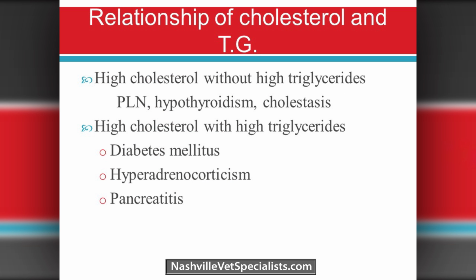There are certain diseases that affect triglycerides and cholesterol differently. So if you see high cholesterol without high triglycerides, I think of PLN, hypothyroidism, and cholestasis. But if you have high triglyceride and high cholesterol, then you're thinking diabetes, Cushing's, and pancreatitis. Not all labs will have the triglyceride, but that's something that can be helpful. The nice thing is it's kind of a moot point because you're still going to be able to diagnose diabetes mellitus, Cushing's and all that. But just think about how lipemic that serum is, and that's why with these diseases you're going to often have lipemic samples, versus this type you may not.